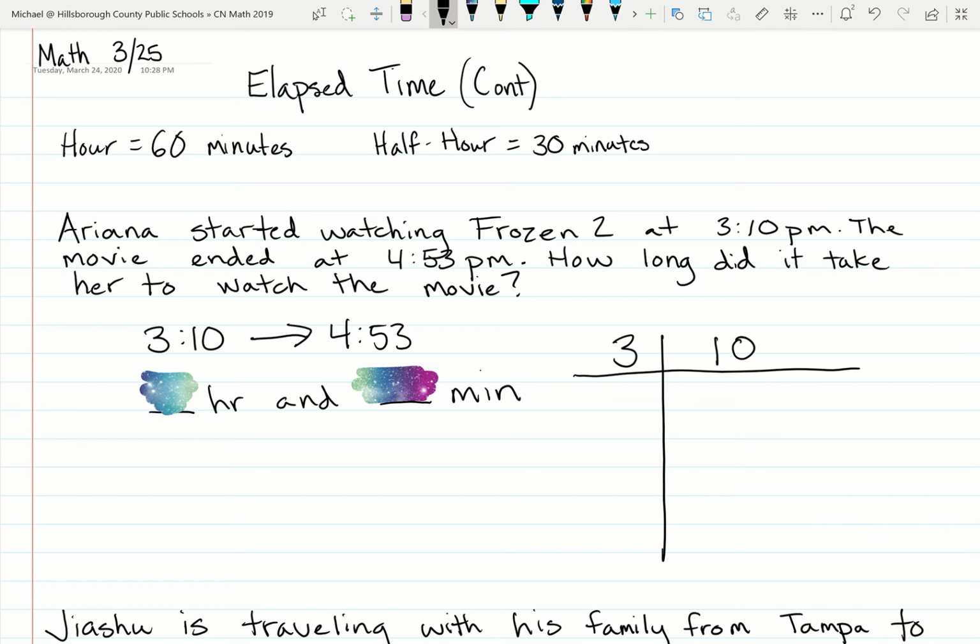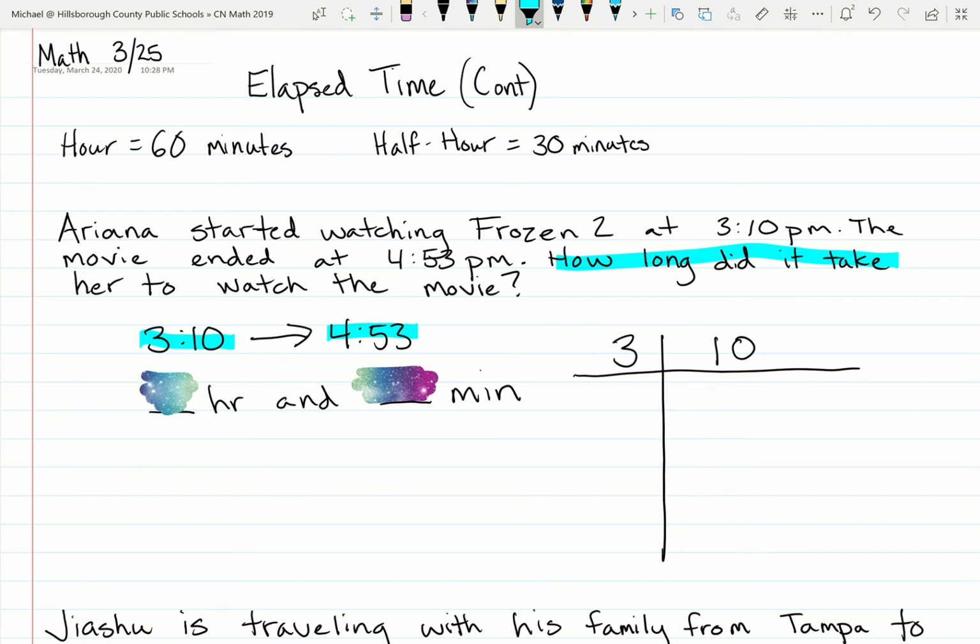Okay, the first one I want to read to you. Ariana started watching Frozen 2 at 3:10 p.m. The movie ended at 4:53 p.m. How long did it take her to watch the movie? When you see that kind of question posed, how long did it take, you're thinking about elapsed time. So we're thinking about the difference between 3:10 and 4:53.